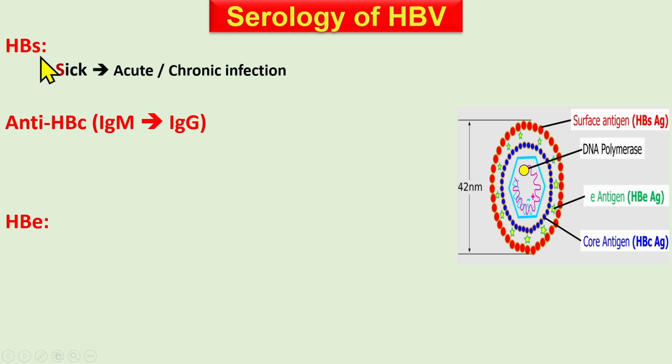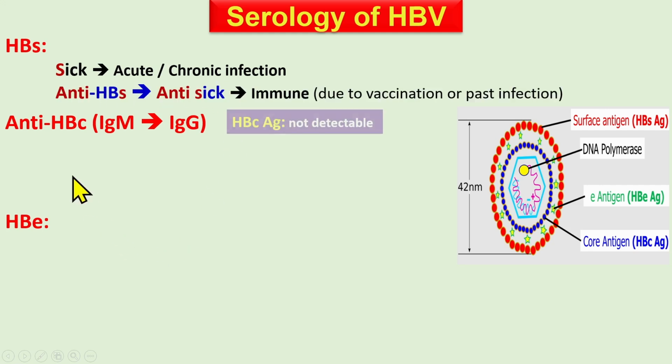What does it represent? Just remember S for sick. When HBs is positive, it means there is infection, either acute or chronic. If the antibodies against HBs are present, meaning anti-sick, the patient is immune, either due to vaccination or due to past infection. So he is not sick. HBs means sick, and anti-HBs, anti-sick, means not sick.